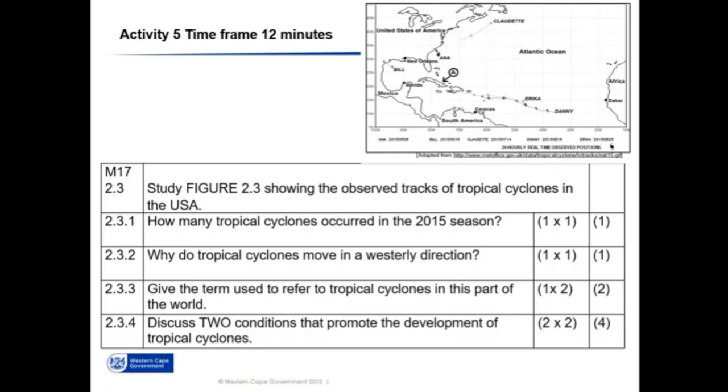Now, the questions that's asked there, 2.31, how many tropical cyclones occur in the 2015 season? And then also, why do tropical cyclones move in a westerly direction? Give the term used to refer to tropical cyclones in this part of the world. What is the name of tropical cyclones in that part of the world? And then two conditions that promote the development of tropical cyclones.